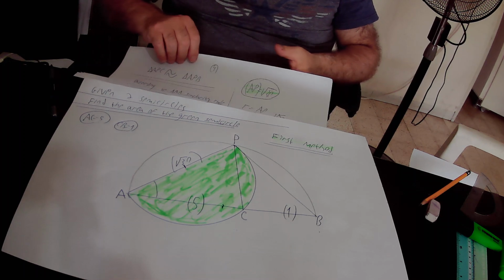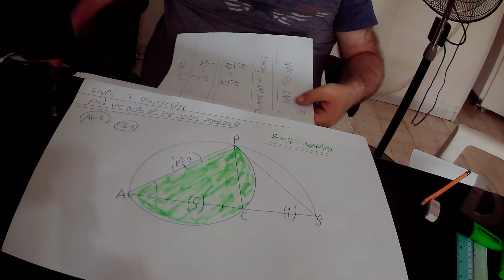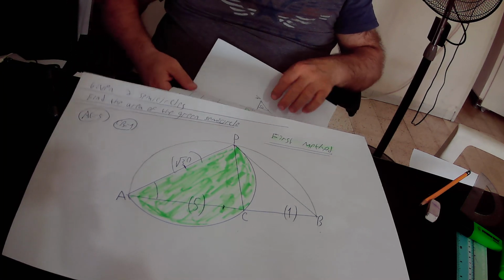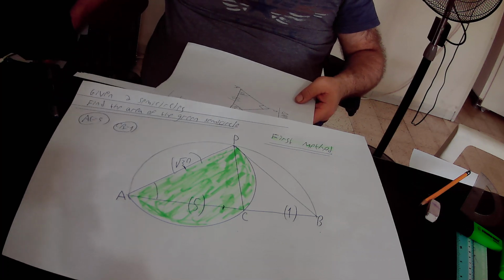We finished with the first method. In the next step, I present to you how to find the area of this green semicircle according to the second method.